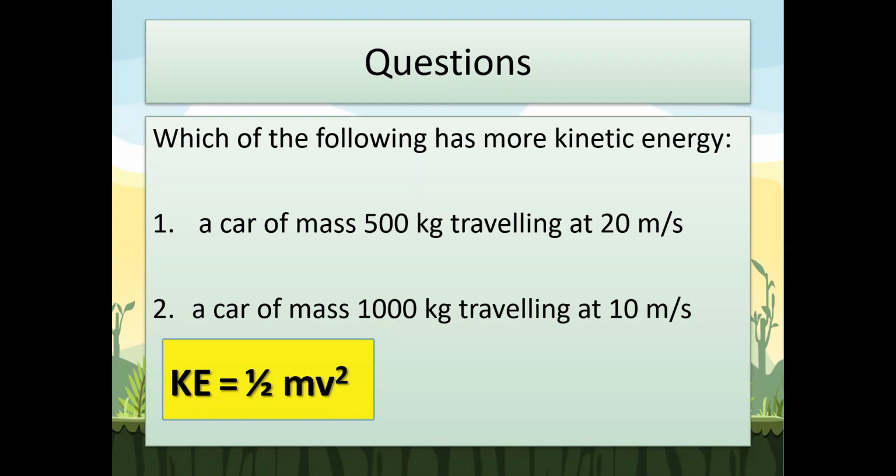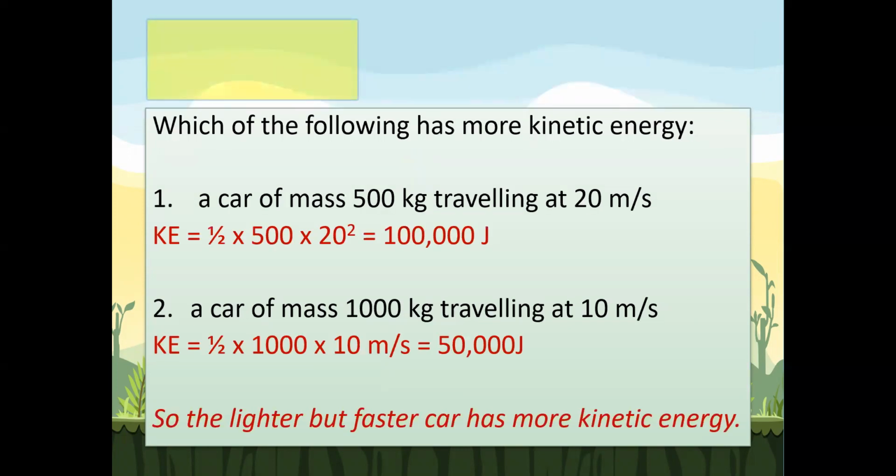Okay, so what you're going to do here is you find the square of the speed. 20 squared is 400, 400 times 500, and then you half it. So 400 times 500 is 200,000. Half of 200,000 is 100,000. So for A, the answer will be 100,000.